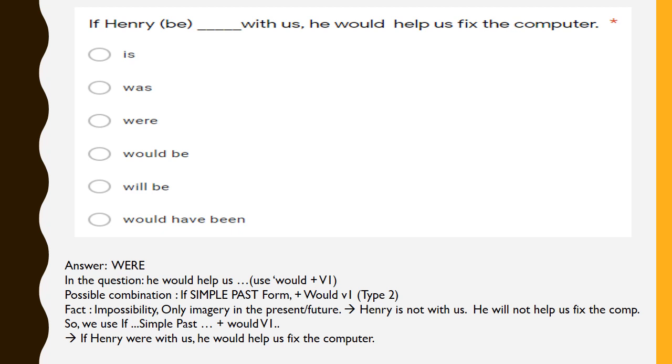Because the real situation is Henry is not with us. He will not help us fix the computer. So again, we use if simple past combined with would verb 1. So the sentence should be: if Henry were with us, he would help us fix the computer.